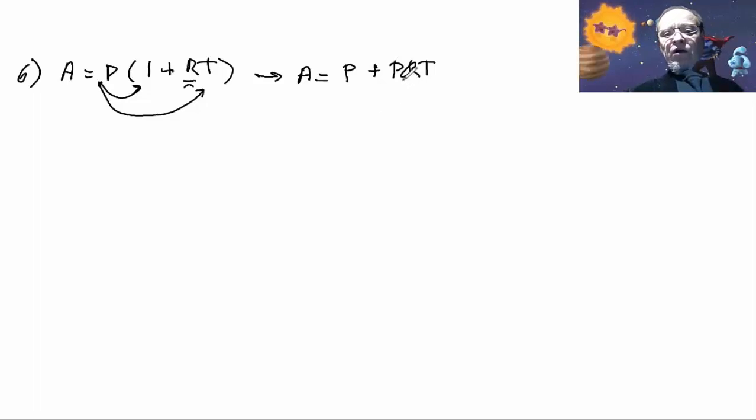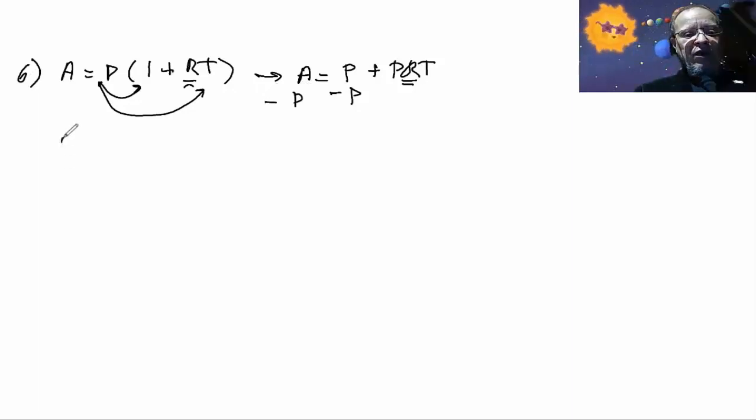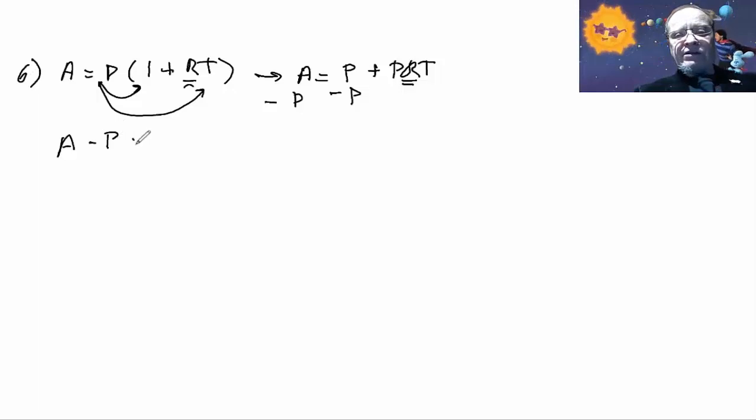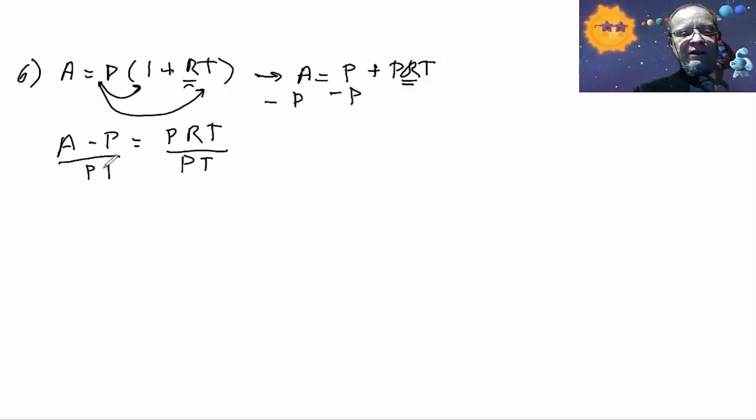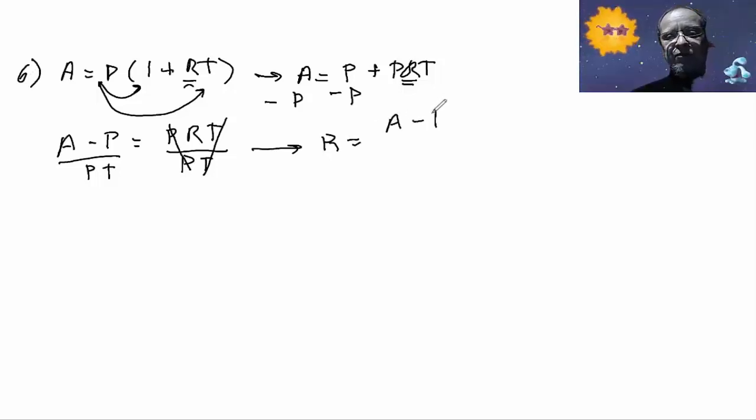And again, here we are asked to solve, in this case, for R. So as mentioned, just bring over the P the way we would in a regular algebraic situation. A minus P is equal to PRT. And then to get R all by itself, we'll divide both sides by PT. And there goes the P, there goes the T. And then that means R will be equal to A minus P over PT.